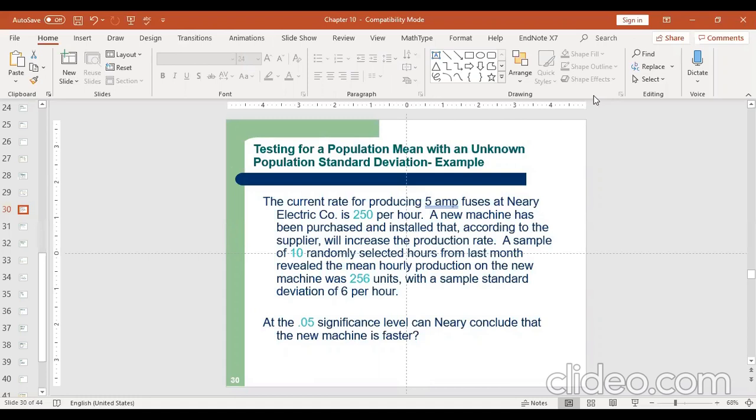In the previous lecture, we already learned about the formula and its procedure for testing a hypothesis for unknown population standard deviation. So let's start with this example.